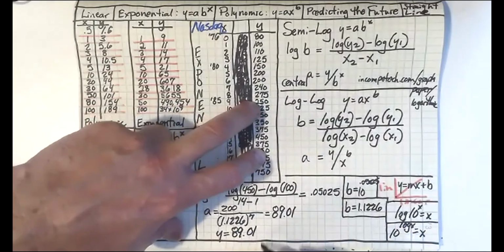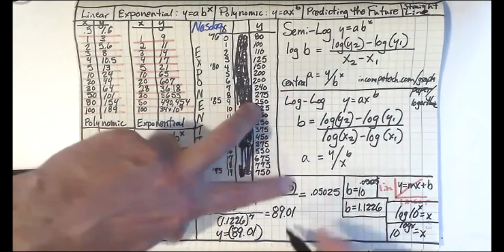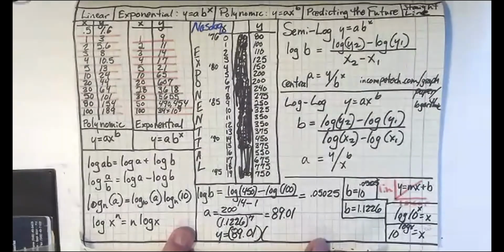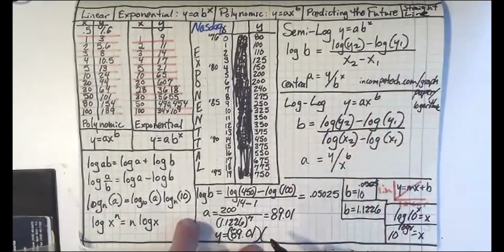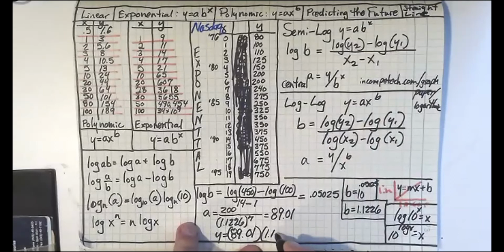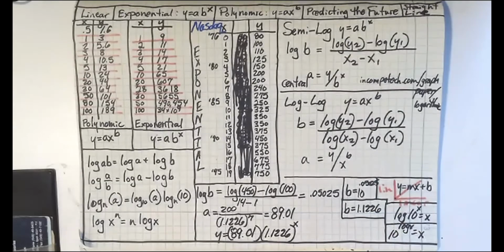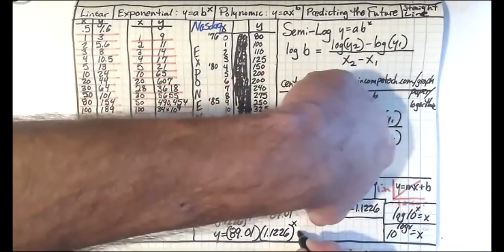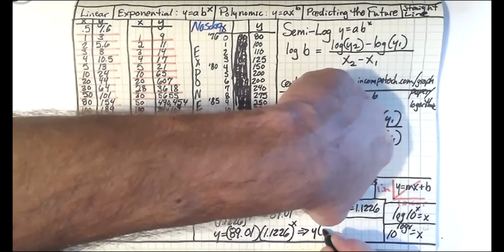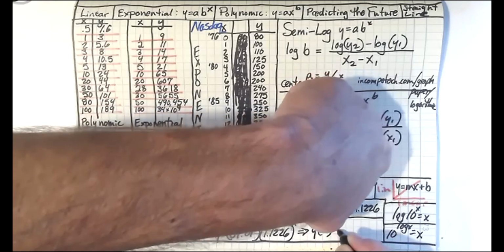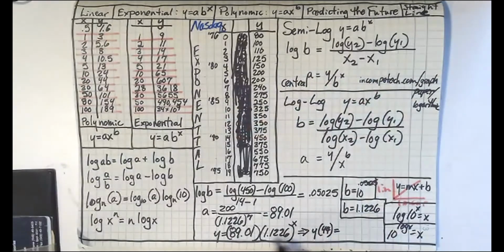Okay, so a is 89.01, so our relationship is going to be y equals 89.01, I'm going to put parentheses around those, times b to the x. y equals a, b to the x, 1.1226 to the x. Now, what if we were looking at y of the year 2020? So I'm going to look at y, but with x being 44, because it's 44 years from 1976.